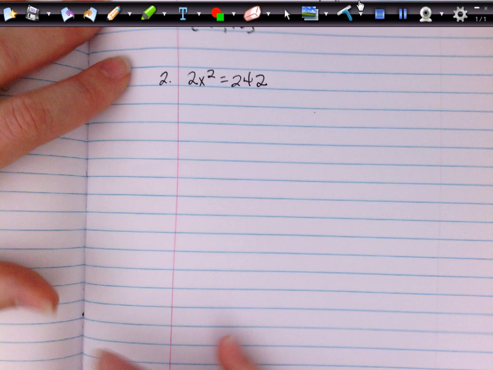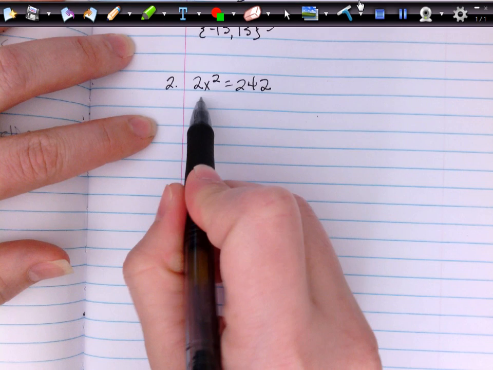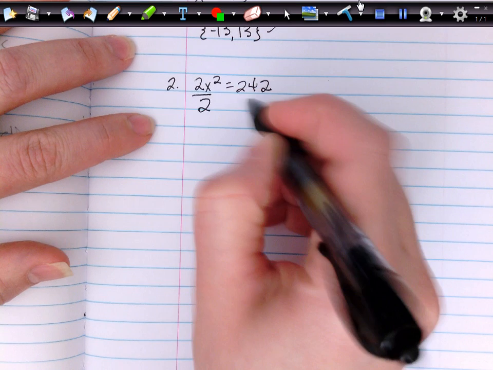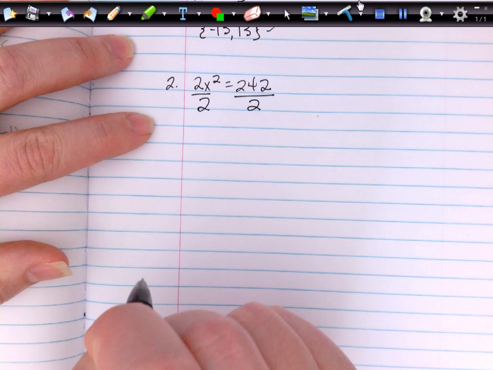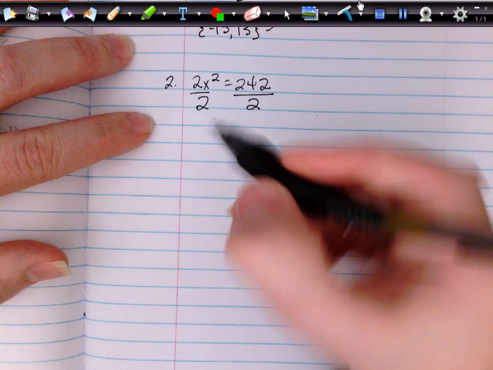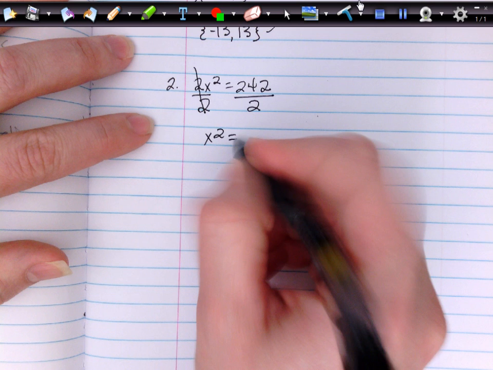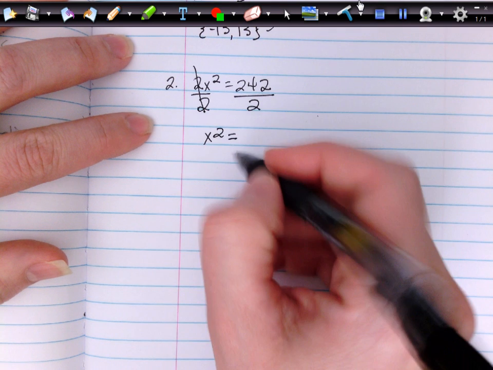We have to go ahead and get our x squared by itself before we can take the square root. So that means we're dividing everything in the problem by 2 to get our x squared by itself. That cancels and leaves us with x squared equals, and then 242 divided by 2 is going to give us 121.